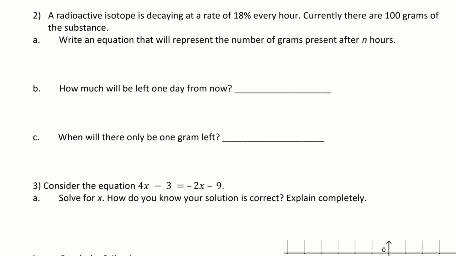Okay, page 2, question 2. A radioactive isotope is decaying at a rate of 18% every hour. Currently, there are 100 grams of this substance. Write an equation that will represent the number of grams present after an hour.